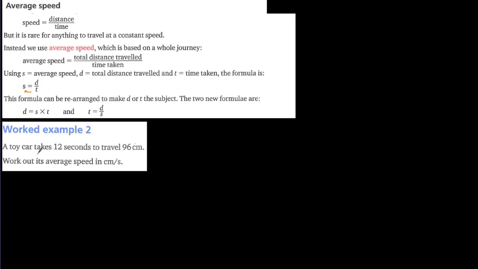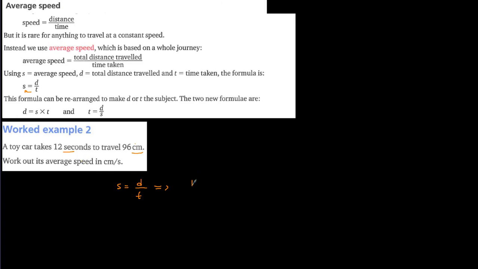Okay, a toy kite takes 12 seconds to travel 96 centimeters. Work out the speed in centimeters per second. Actually, the units are given like that, so we are not going to convert anything, because the next question is going to be about that. So we know that S is equal to D divided by T.